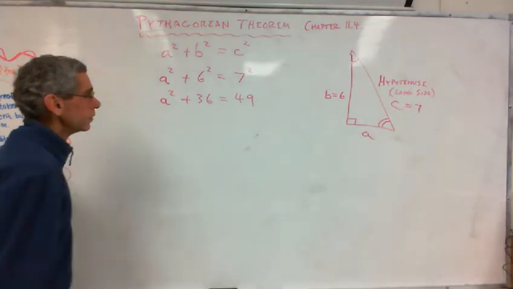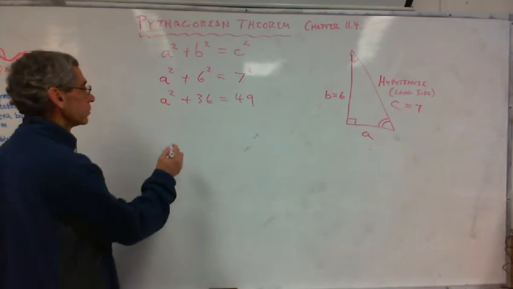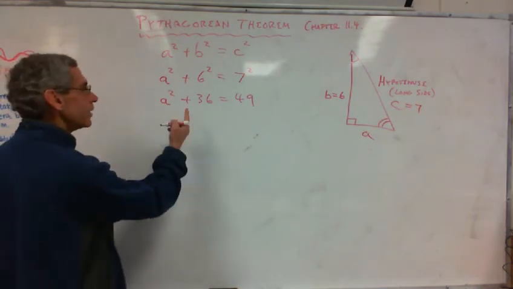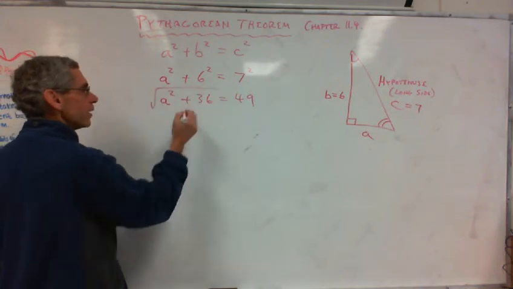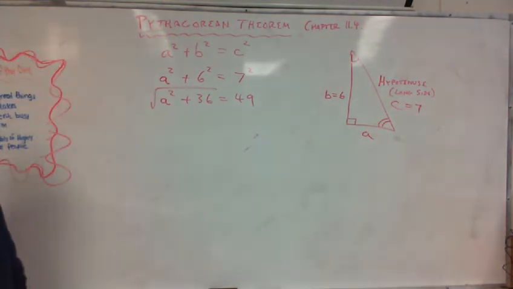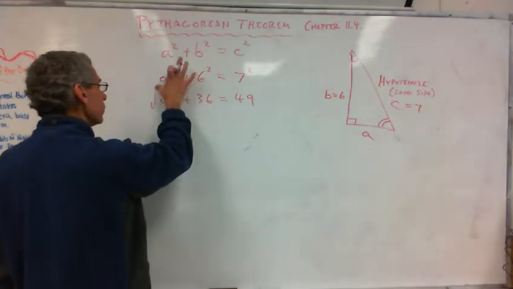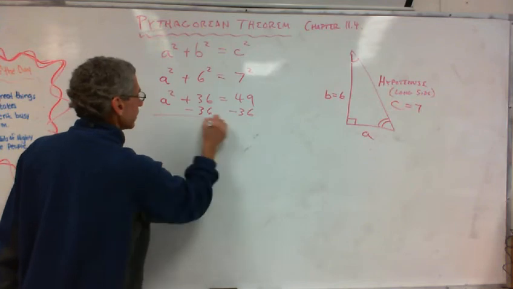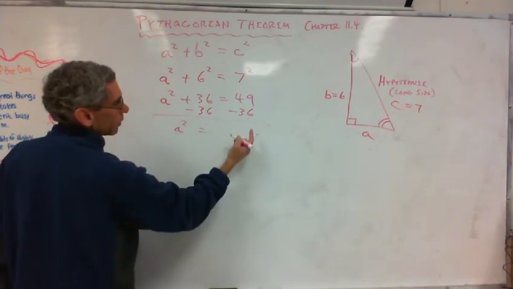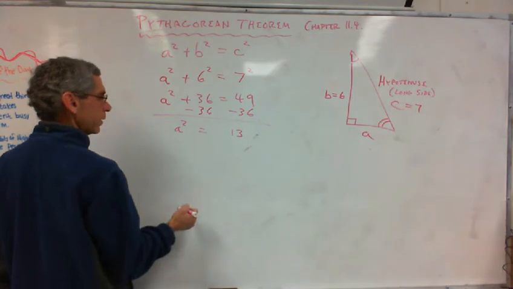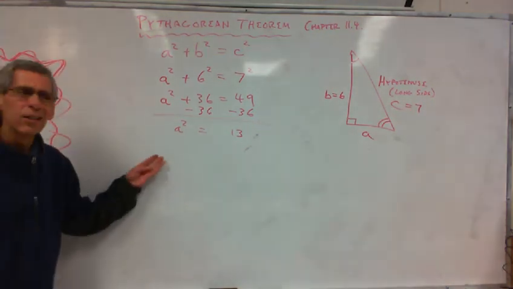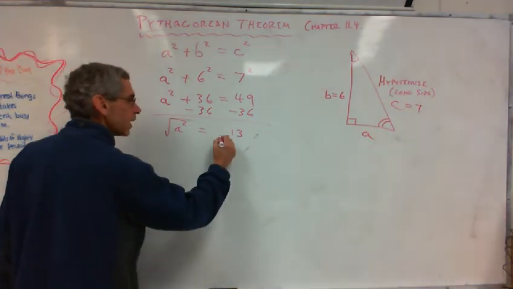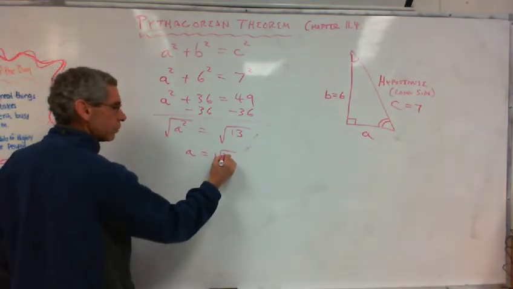Now what would I do? Square root it? No, subtract. You don't want to square root it yet, because then what's the square root of A squared plus 36? I can't do that. So subtract 36. So we get A squared is equal to 13. But we need to know A. We can square root both sides. So A is equal to the square root of 13.